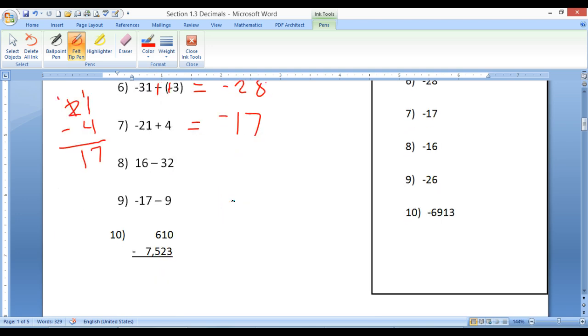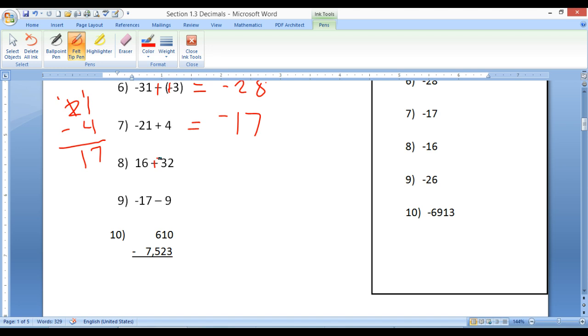Number 8, 16 minus 32. Now some of you are going to just go ahead and say, oh, I know how to do that. But I'm going to go ahead and go with the rules that we've been doing and say I want to make this into an addition problem. So what I'm going to do is add the opposite, add this 32, I need to change its sign so it becomes a negative. Remember, don't touch the front number, he's off limits. Okay, so now I'm looking at a positive and a negative, which means I need to subtract.